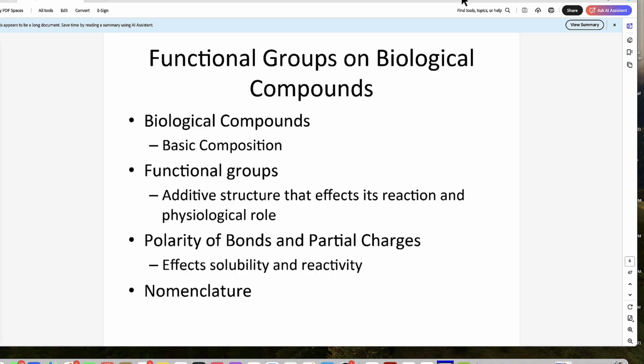Okay, so what role do functional groups have on biological compounds? Well, one, you have to understand the basic composition, which we're going to talk about. We're also going to talk about in this chapter some functional groups and the polarity of bonds and the partial charges. When I say polarity of bonds and partial charges, I'm referring to its effects on solubility and reactivity. And then we're also going to talk about nomenclature.